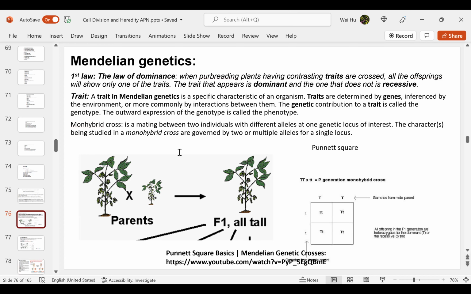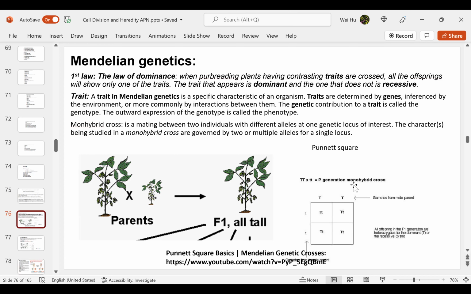The way to learn biology is by examples. So now let's see here. You have two parents: one is very tall, another one is very short. When you cross these two, you will have offspring that are very tall. This can best be illustrated by the Punnett square. So how do you do a Punnett square? I will give you another short video you can watch.